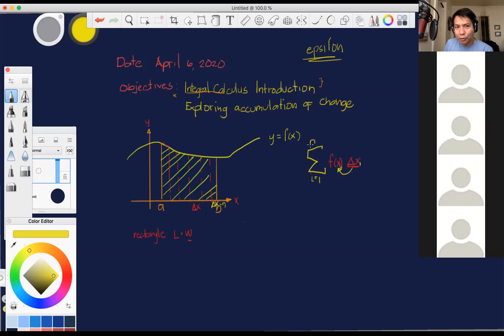So what do you think we should do to make this as accurate as possible? Any ideas on how to make this as accurate as possible? The smaller the rectangles, the more accurate it will be, because there will be less area either added or subtracted from the rectangles themselves. Very, very good.